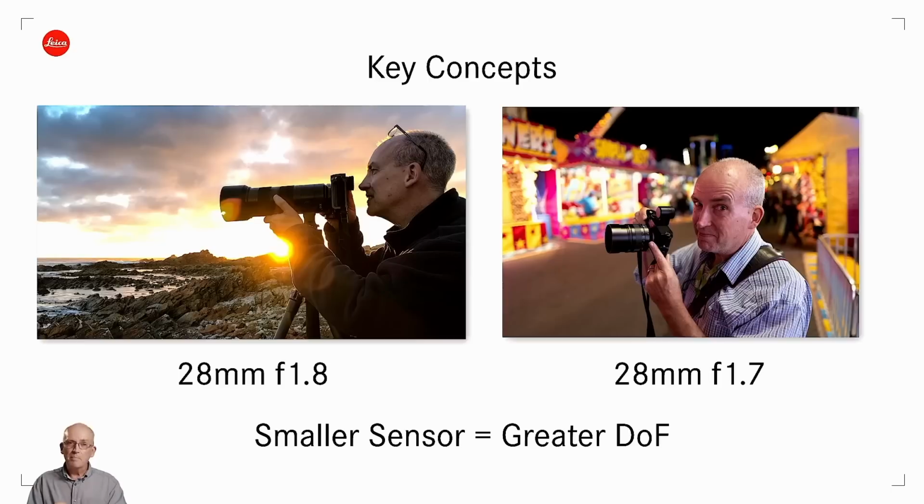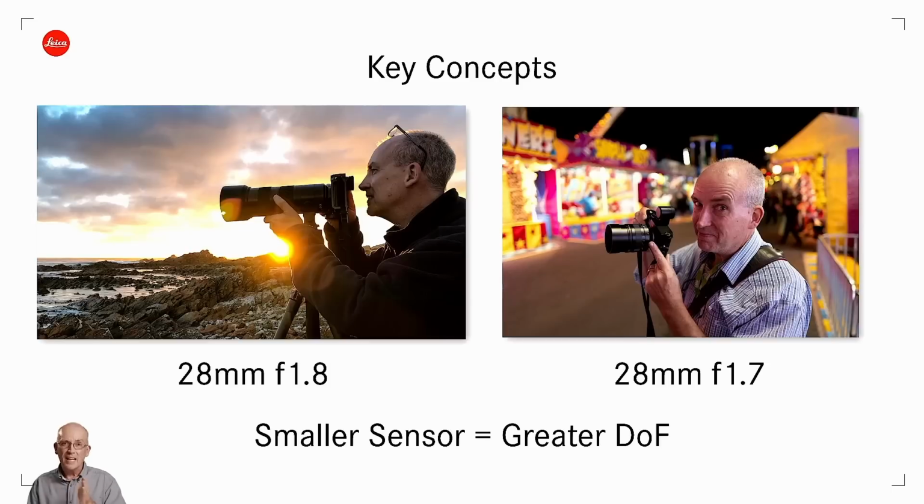The right-hand picture is like a Q. Not the Q2, but like a Q. And that's a 28mm lens, and it's an f1.7 lens. And you should be able to see very clearly in that picture that the right-hand image has much less depth of field than the left-hand image. In the left-hand image, the horizon is almost completely sharp. And in the right-hand image, the background funfair is really out of focus. And that's because of the sensor size.